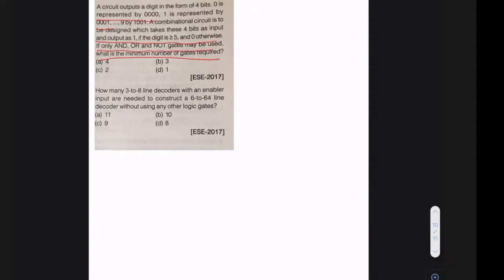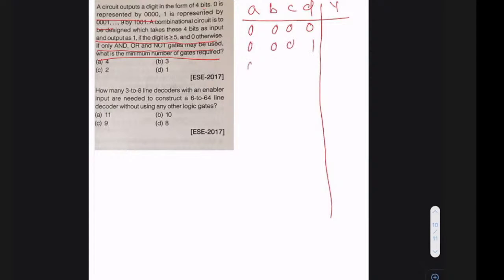So what is being said? So let's say the number is having 4 bits. I'm denoting this by ABCD. The corresponding output is Y. So a circuit outputs a digit in the form of 4 bits. 0 is represented by 0000, like this. A combinational circuit is designed which takes these 4 bits as input. So if there are 4 bits, how many combinations are possible? 2 power 4, 16 combinations are possible. It's a good question.